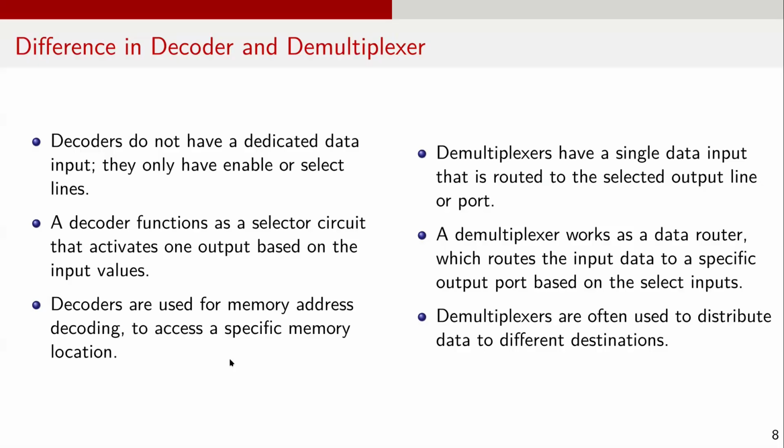In ASIC designs, decoders are used for memory address decoding, that is, to access a specific memory location, while demultiplexers are often used to distribute data to different destinations. For example, they can be used to route a serial data stream to different output channels over time.